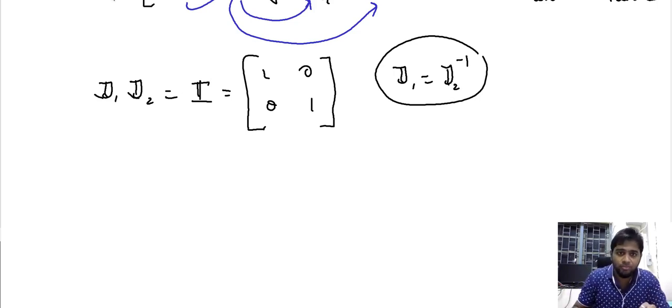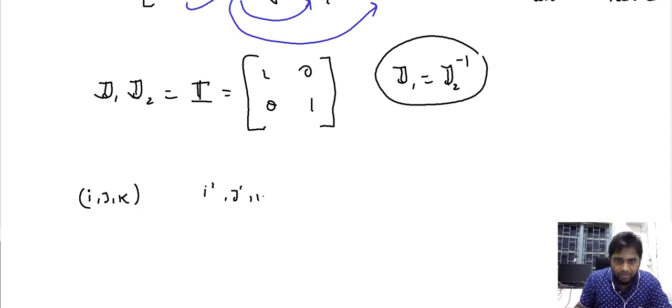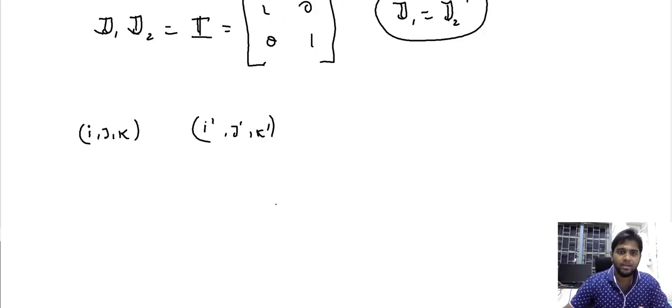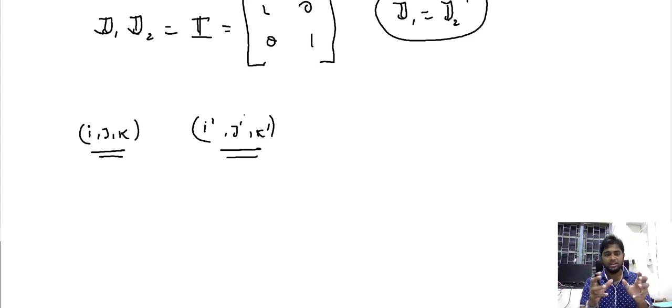So let us assume coordinate systems i, j and k, and i prime, j prime and k prime. These are two different coordinate systems, and i, j, k and i prime, j prime, k prime indicate the coordinates of these corresponding systems. Now let us assume that these coordinates are inverse of each other.